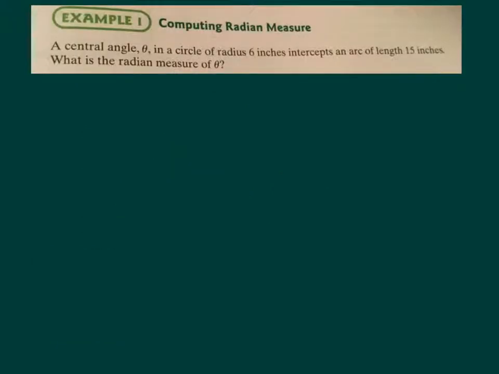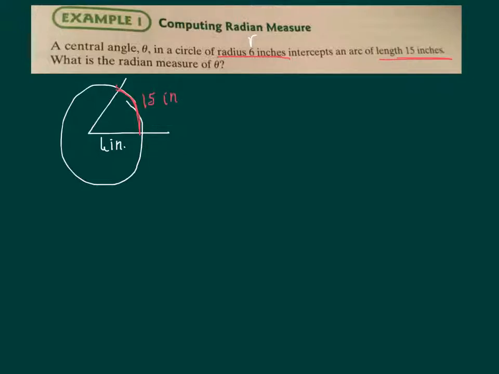Here's a problem. They want us to compute the radian measure. It says the central angle theta. I just like to underline the information they give you. In a circle of radius 6 inches, I'm going to actually draw this so you can see. So my radius is 6 inches, which remember is R. Intercepts an arc length of 15 inches. So this measurement is 15 inches. Remember that's S. What is the radian measure of theta? So we are looking for this angle.